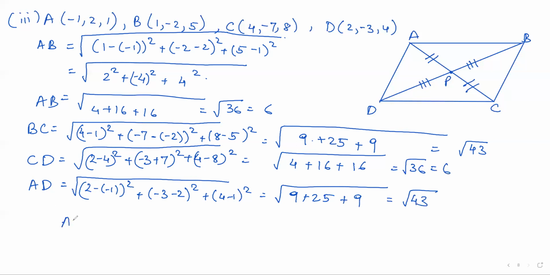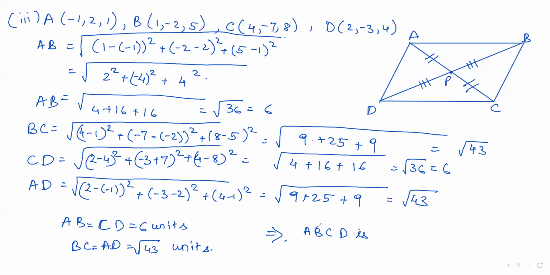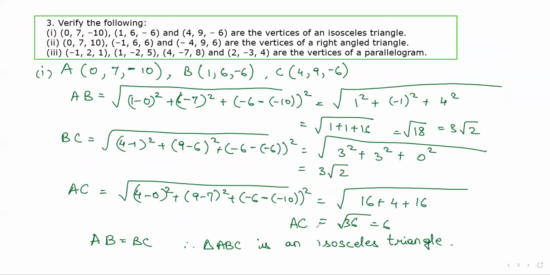By observation, we can say that AB is equals to CD is equals to 6 units, and BC is equals to AD is equals to root 43 units. So, therefore, we can say that ABCD is a parallelogram. The given coordinates are always taken in order, either clockwise or anti-clockwise.